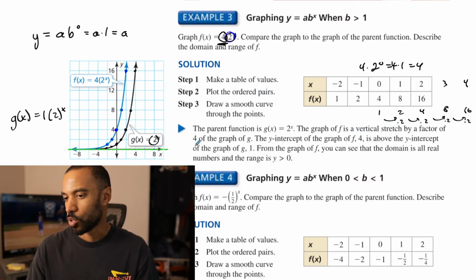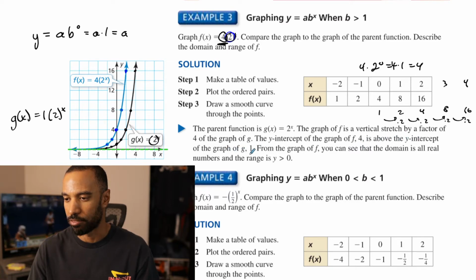Where do they say it? Vertical stretch by a factor of 4. The y-intercept is 4, which is above the y-intercept of the graph of g1. Man, that's a lot of things to write. I don't know how much I'm going to state there.